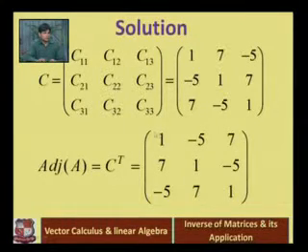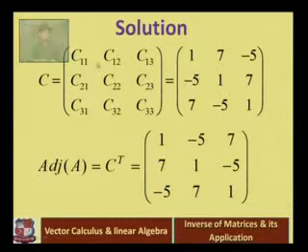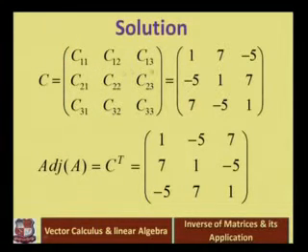Now write all these elements C11, C12, C13, C21, C22, C23, C31, C32, C33 in the one cofactor matrix C, and the resultant matrix C is 1 7 minus 5, minus 5 1 7, 7 minus 5 and 1, and that is the cofactor matrix.